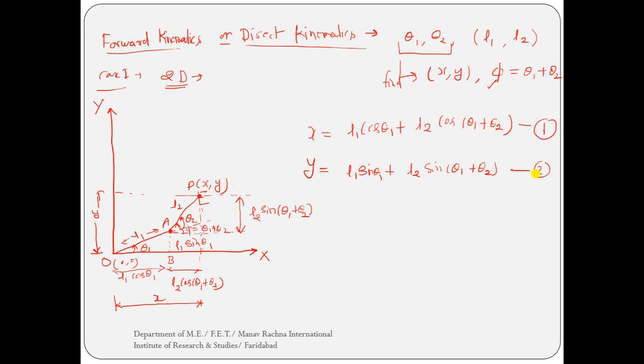So we know the link length L1, link length L2, and we know the intermediate positions theta 1 and theta 2. Then we can easily find out the absolute coordinates of this robotic arm, that is x and y, based upon these equations. All right, so this method is called the forward kinematic mechanism. Forward kinematics means we know the positions of the intermediate links and the lengths of the links, and we find out the end coordinates. All right. Okay.